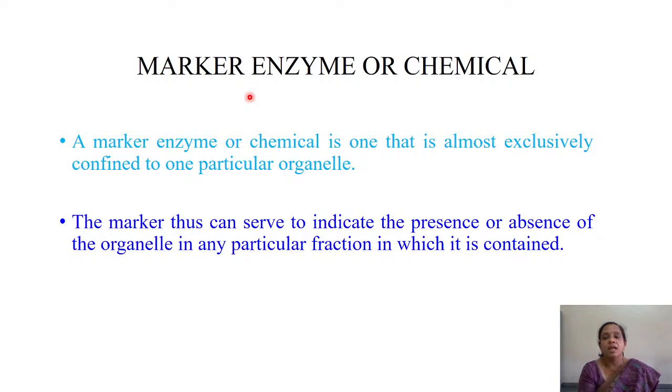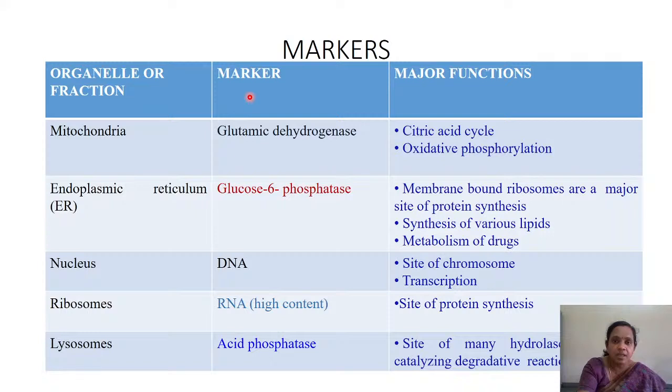So, the marker will help you to identify whether a particular organelle is present or absent, or if there is some problem associated with that organelle. In that way, each cell organelle has a specific marker. This is a thing that you have to remember, the markers. Now we'll see why each marker is specific for that particular organelle.